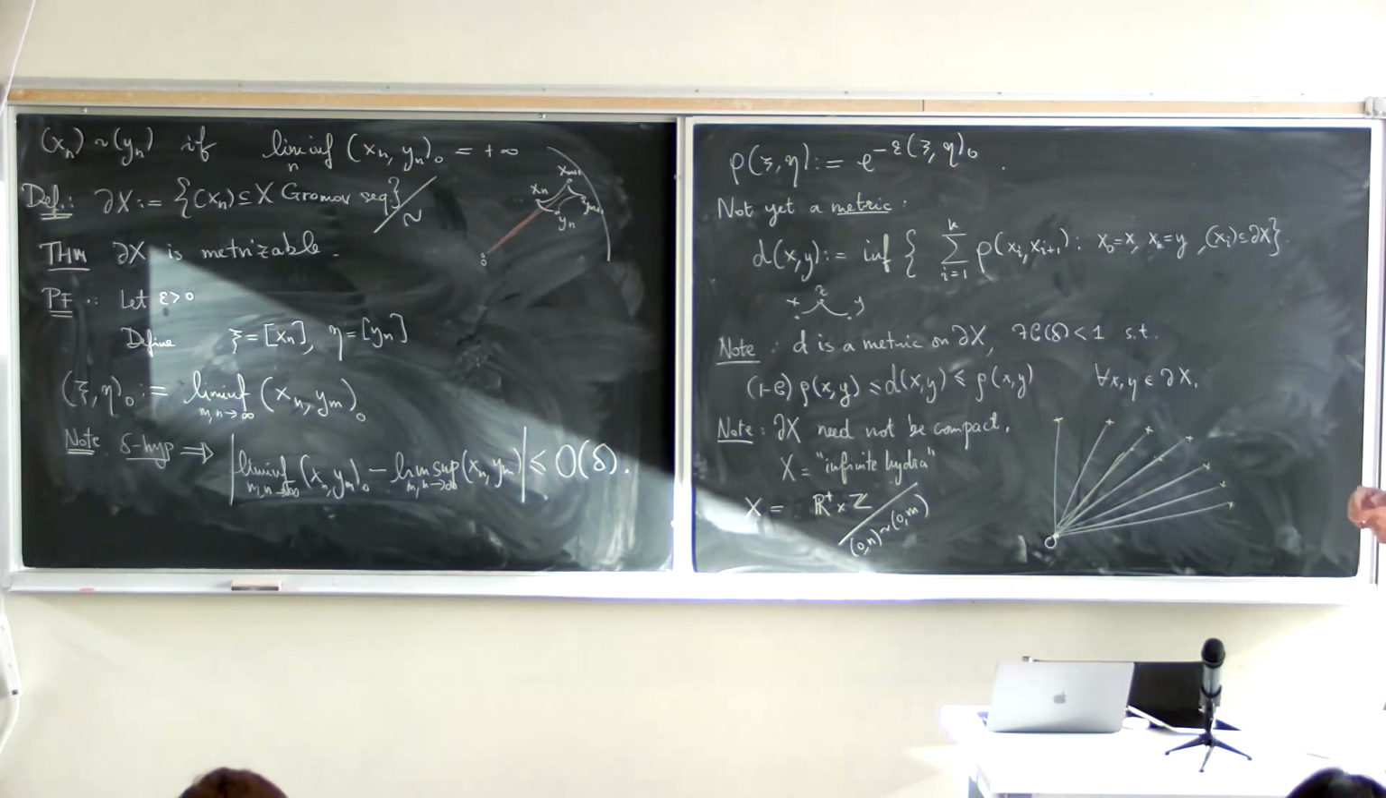Okay, so this is the basic description of the Gromov boundary for non-proper spaces, and of course also for proper spaces. Are there any questions?